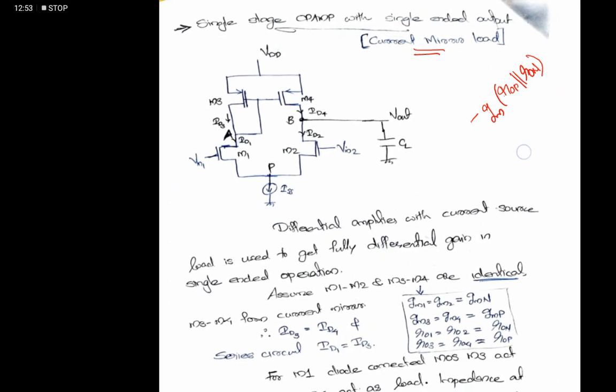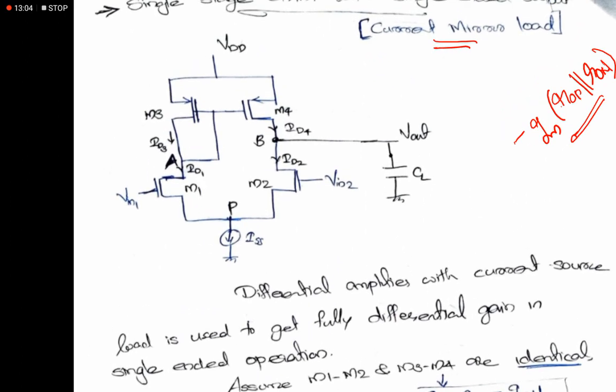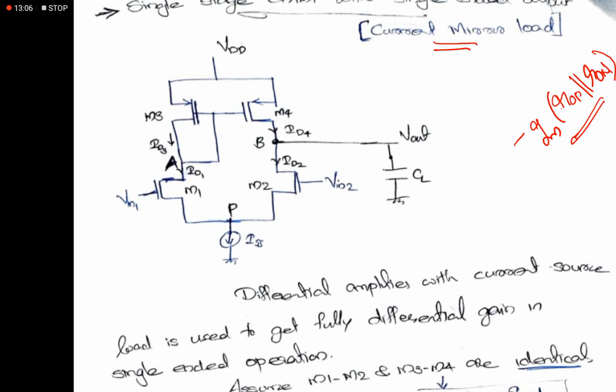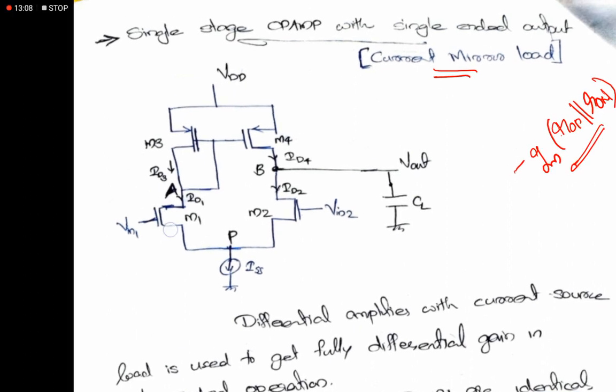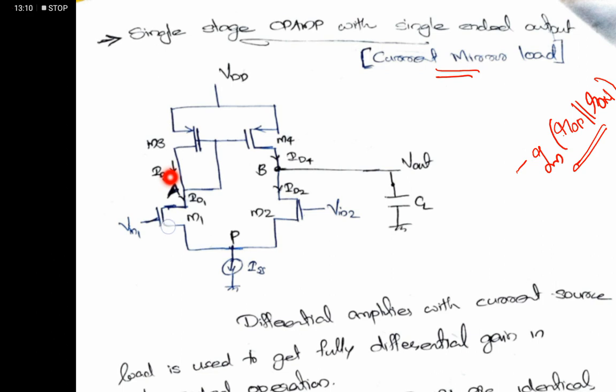So to prove the gain of this differential amplifier stage is this one, we will evaluate the transconductance as well as the output resistance of this one. First we will discuss the basic structure of the CMOS differential amplifier or op-amp with the current mirror load.